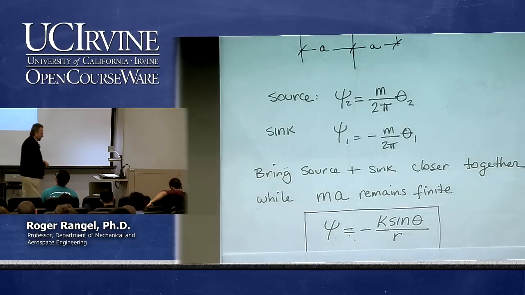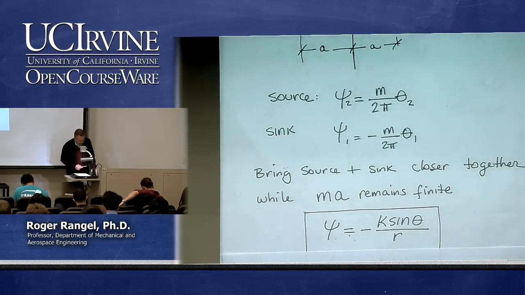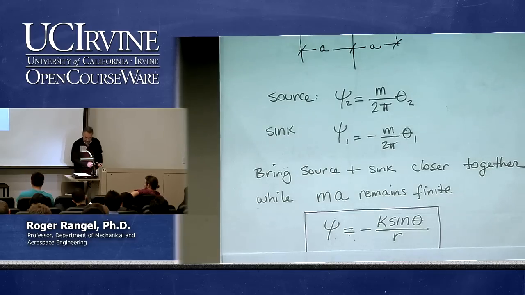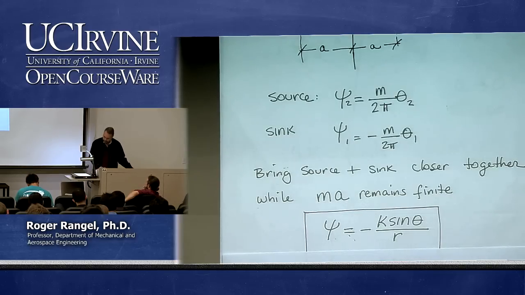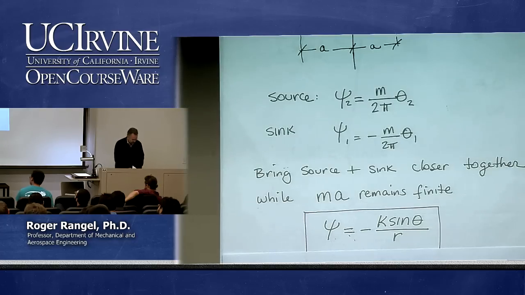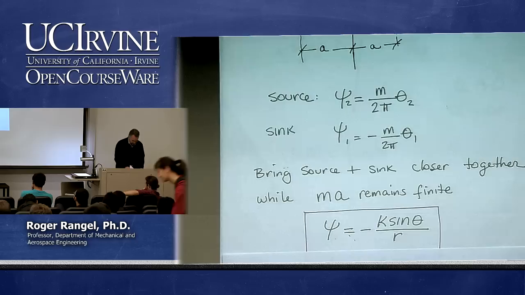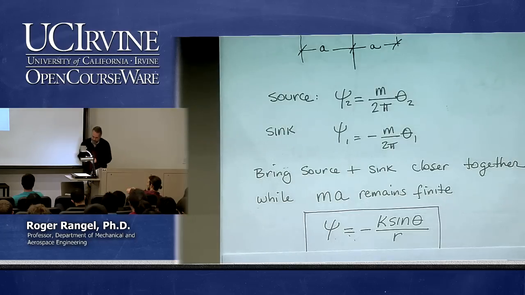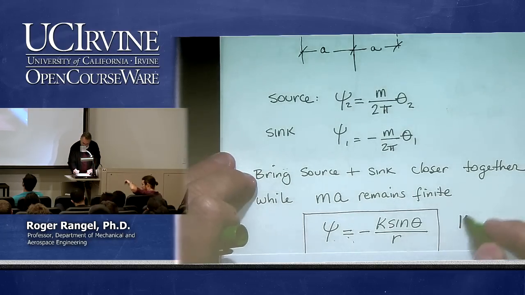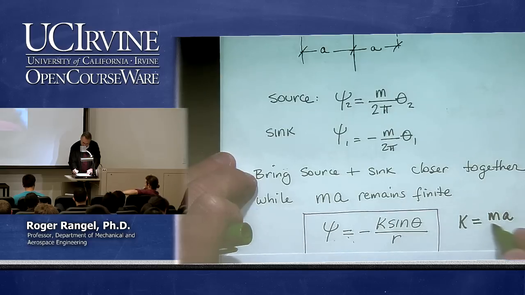You end up with the stream function for the doublet, which is minus k times sine theta divided by r. And let me just check one thing very quickly here. That k is very likely, and I don't have it written here, the product that we kept constant. Let me just check. Oh, it's MA over pi. So let me write that here. This K that you see here is MA over pi.